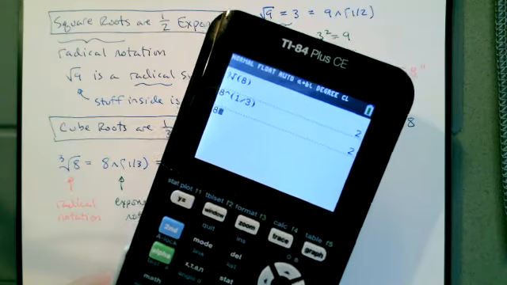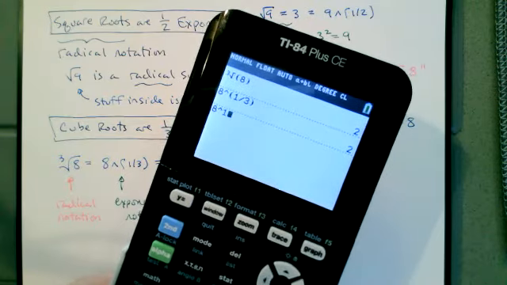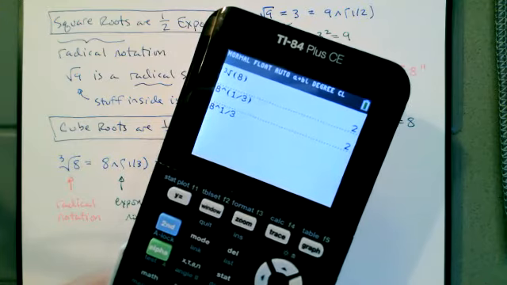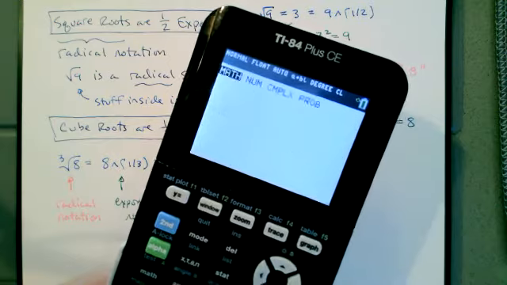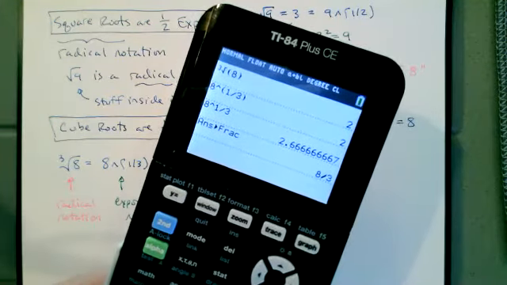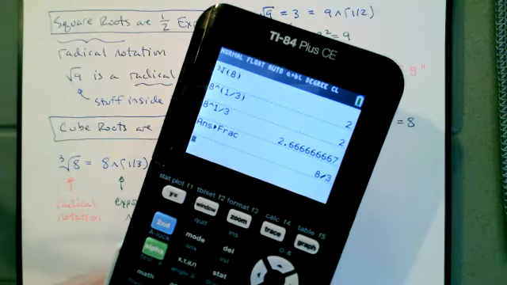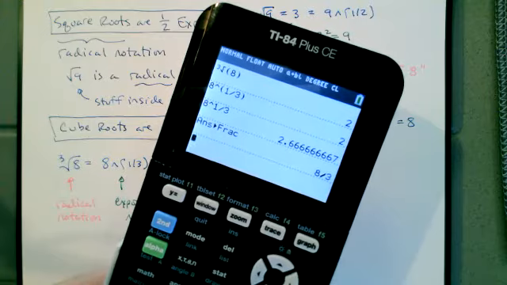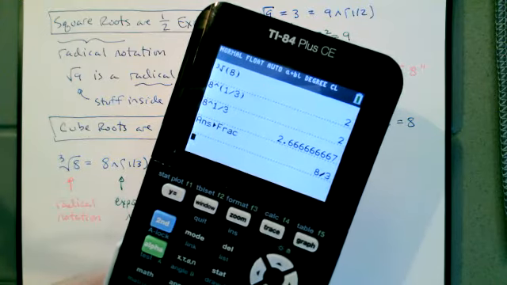If I just type 8 to the 1 over 3, the order of operations says raise 8 to the first power, then divide the result by 3, and we just end up with 8/3. That's not what we want. That's why we need the parentheses. Any questions?